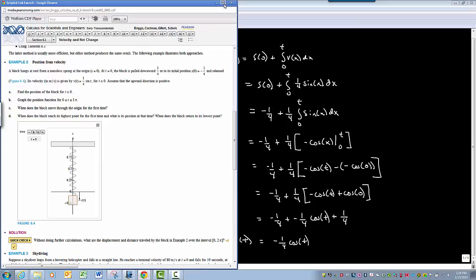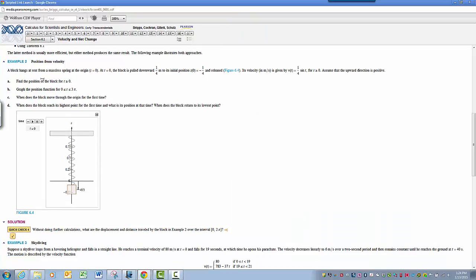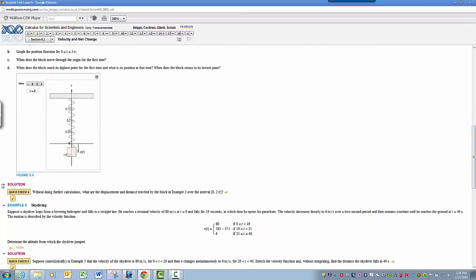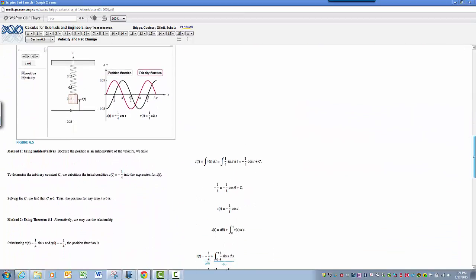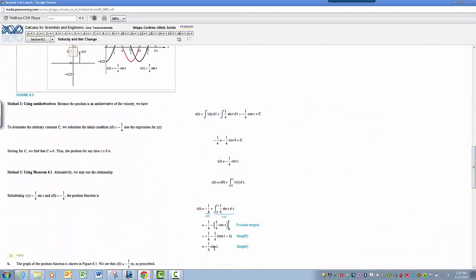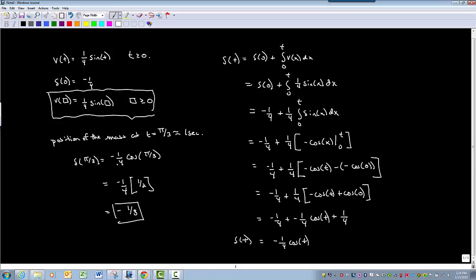Okay, so let's go back and make sure that we're answering some of these questions here. The first part is find the position of the block for t greater than or equal to 0. So that's our function s of t. Let's go ahead and check the solution here. What I want you to notice is that in both cases, we get s of t equal to negative 1/4 cosine t. So if we go back and look, we got negative 1/4 cosine t. There it is.